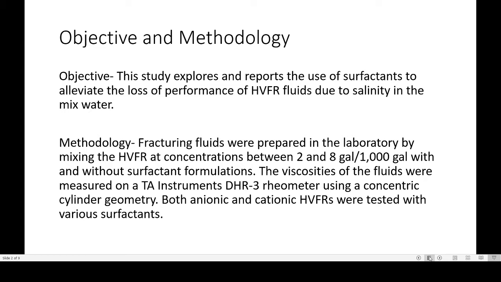The methodology is that fracturing fluids were prepared in the lab by mixing HVFR concentrations between 2 to 8 gallons per 1,000 gallons with and without the surfactant formulations. The viscosities of the fluids were measured on TA Instruments DHR3 rheometers using a concentric cylinder geometry. Both anionic and cationic HVFRs were tested with various surfactants.